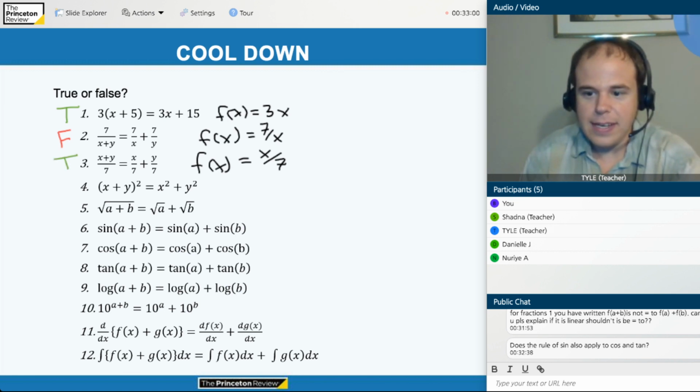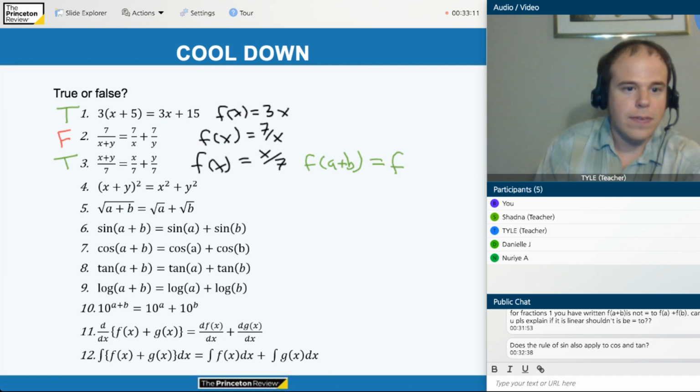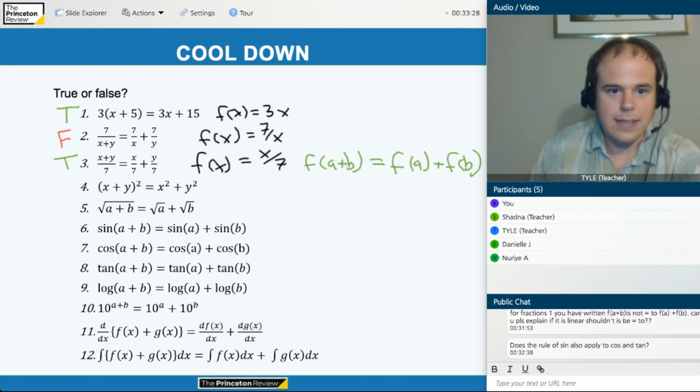So the question was, is it true that f of a plus b, for this kind, when we have two things that we're adding in the numerator of a fraction, on the top of a fraction, then it is the case that f of a plus b is f of a plus f of b. That is true for number 3 on this list. And that's because the function that we're working with is x over 7. That's the function f that we're plugging different values into on the top, additive values.